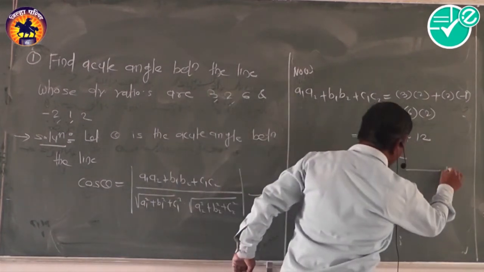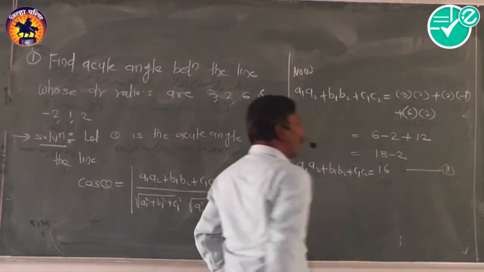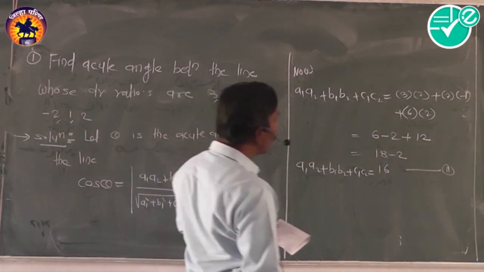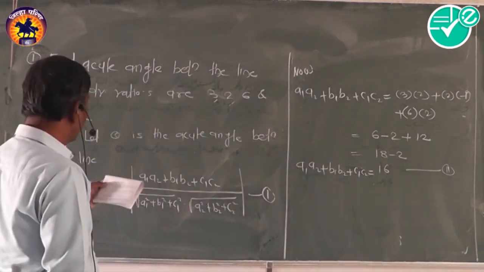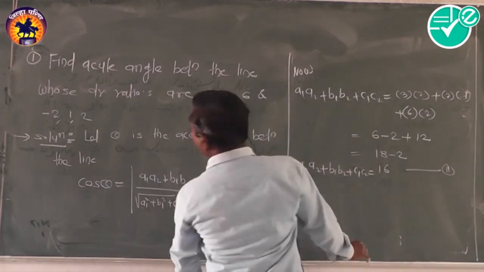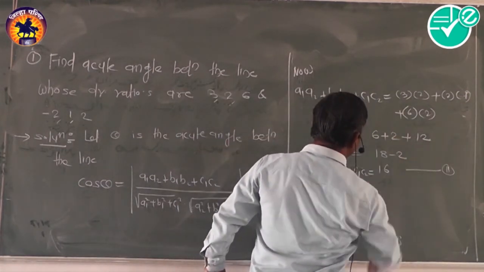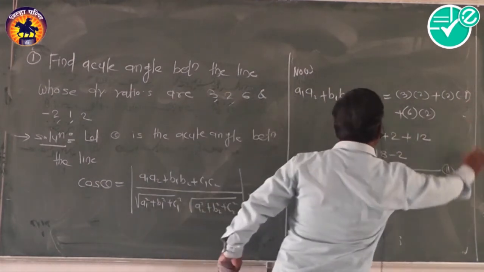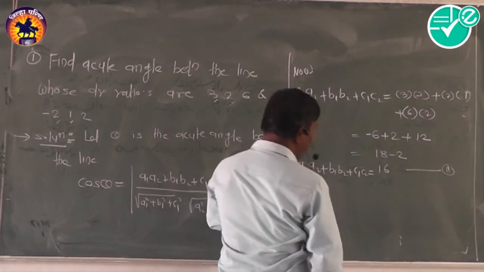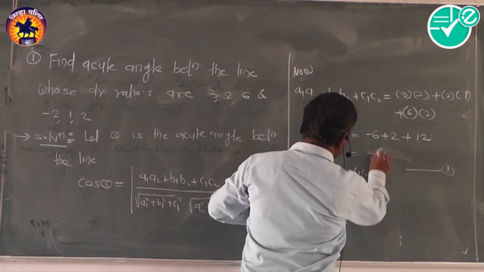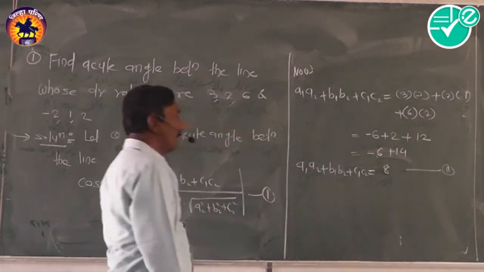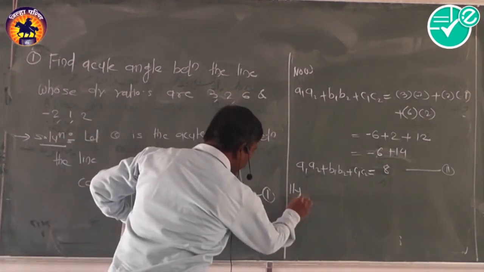Sorry, this is a plus 1. So here minus 2, that is minus 2 minus 6. So this is minus 6 plus 14, so this is 8. Now for the second, similarly we can calculate this.